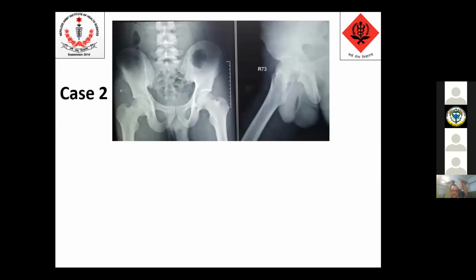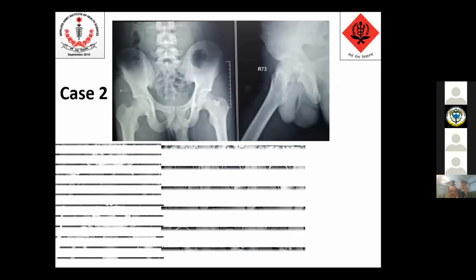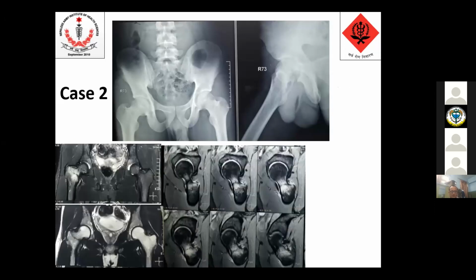So next case, this was a patient who presented with right hip pain and limping on his right limb, and the X-ray was sent. That was doubtful, and so we sent the MRI that showed the complete stress fracture of right neck with bony edema, and this patient was treated operatively.